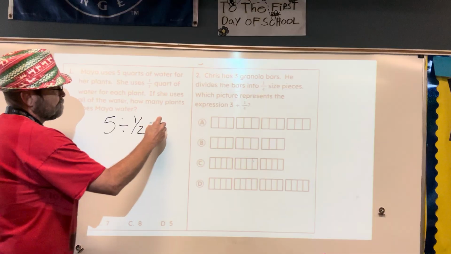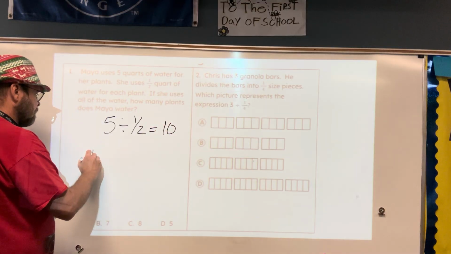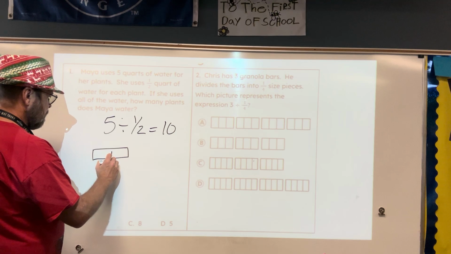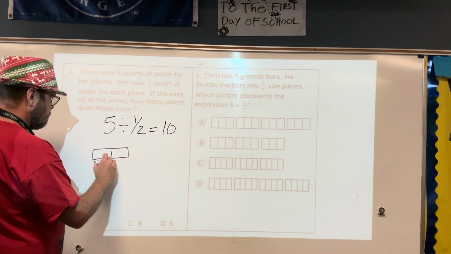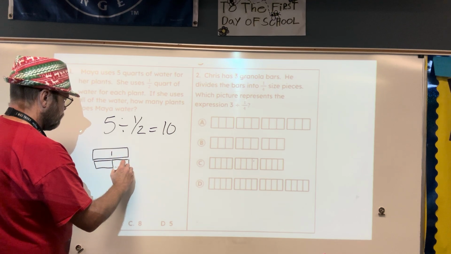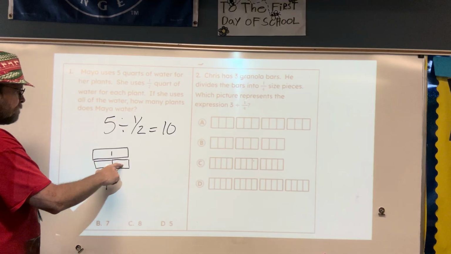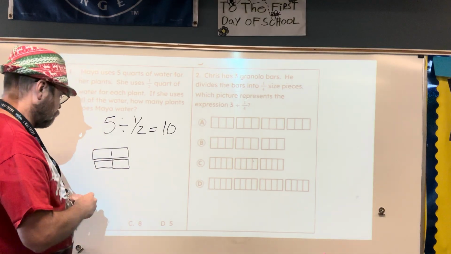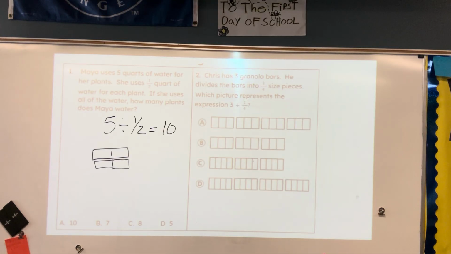Well, I know 5 times 2 is 10. Or I could take this as 1, and if I divide that by a half, 1 whole would have 2 halves. 2 wholes would have 4 halves, and so on and so forth. So my correct answer would be A, 10.